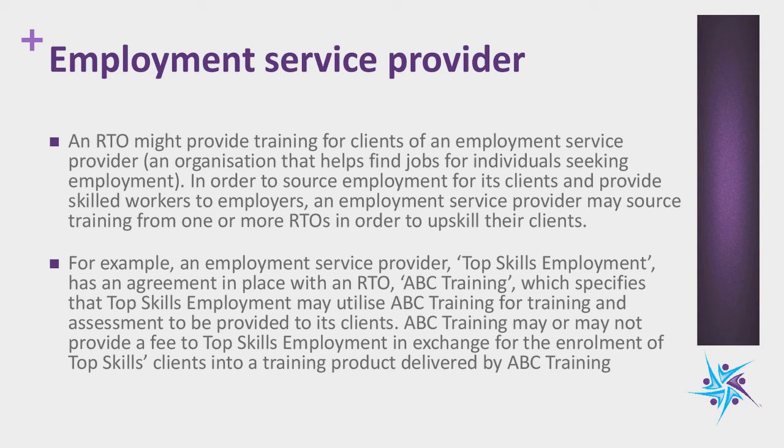So generally, these are job network providers, also known as JSAs, job service authorities, where they're recruiting students, their clients, and then they're going through a range of RTOs where they would deliver training and assessment. So you need to have a written agreement in place with them as well that includes the responsibilities of each party. So an example of this is an employment service provider, for example, Top Skills Employment, has an agreement in place with an RTO, ABC Training, which specifies that Top Skills Employment may utilise ABC Training for training and assessment to be provided to its clients.